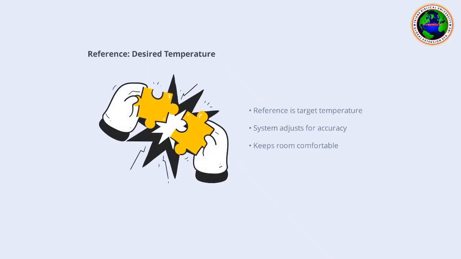In the thermostat example, the desired temperature you set is called the reference. The control system's job is to keep the actual room temperature as close to this reference as possible, making adjustments whenever there's a difference. This is a simple but powerful illustration of how control systems work in practice.